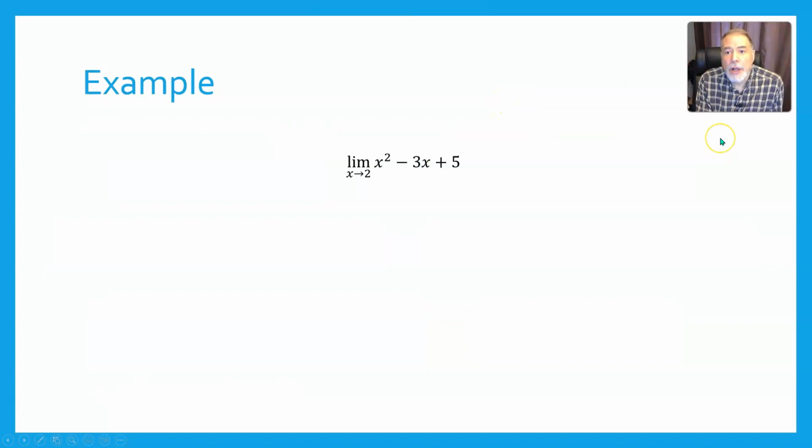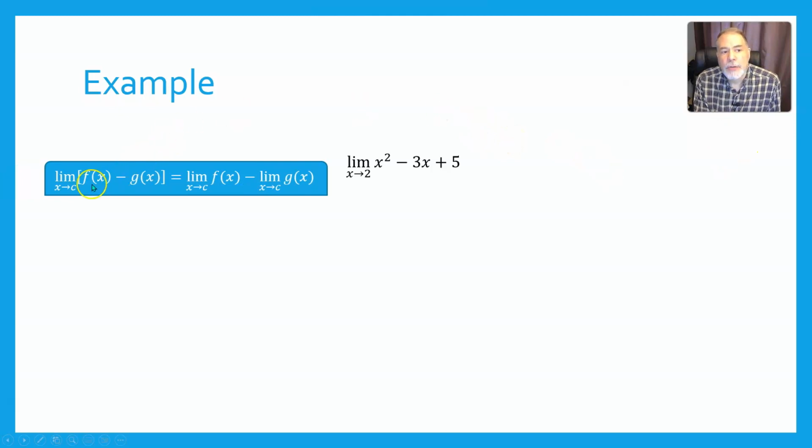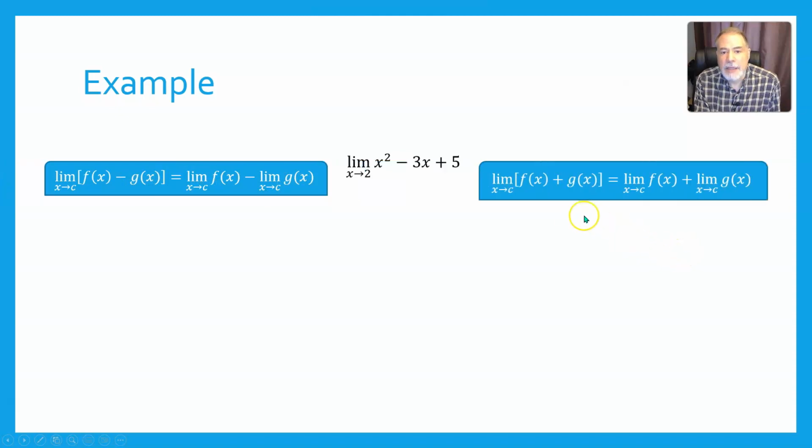So for an example of these limit laws in action, suppose we want the limit as x approaches 2 of x squared minus 3x plus 5. What happens to that function as x gets close to 2? Well, we know that the limit of a difference is the difference of the limits, and the limit of a sum is the sum of the limits. And so we can break this up into the limit of x squared minus the limit of 3x plus the limit of 5, all as x approaches 2.